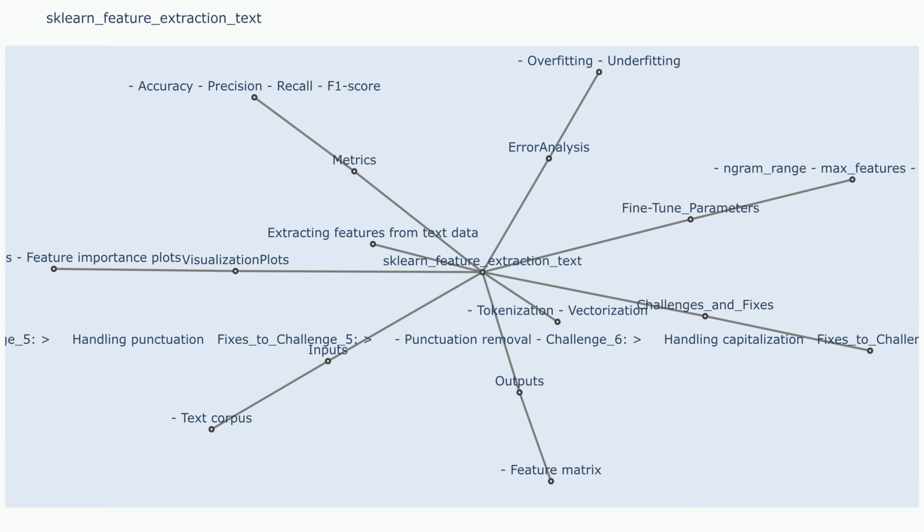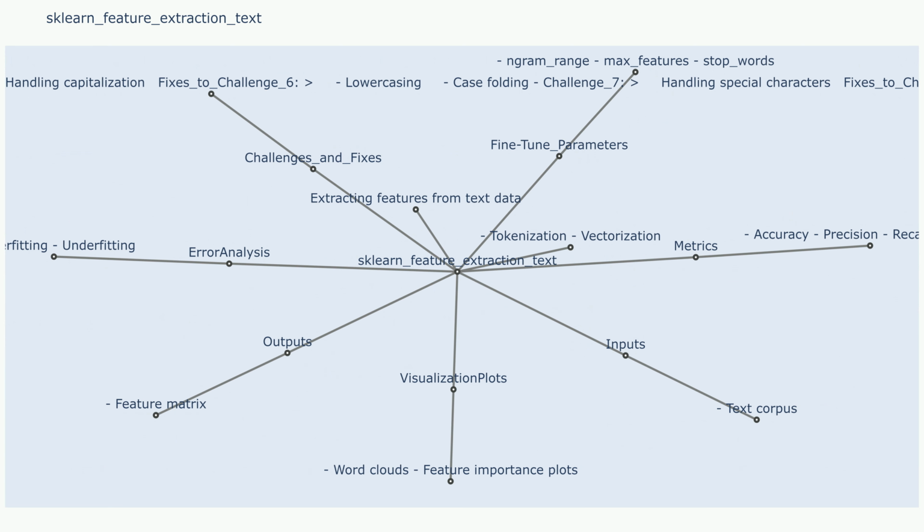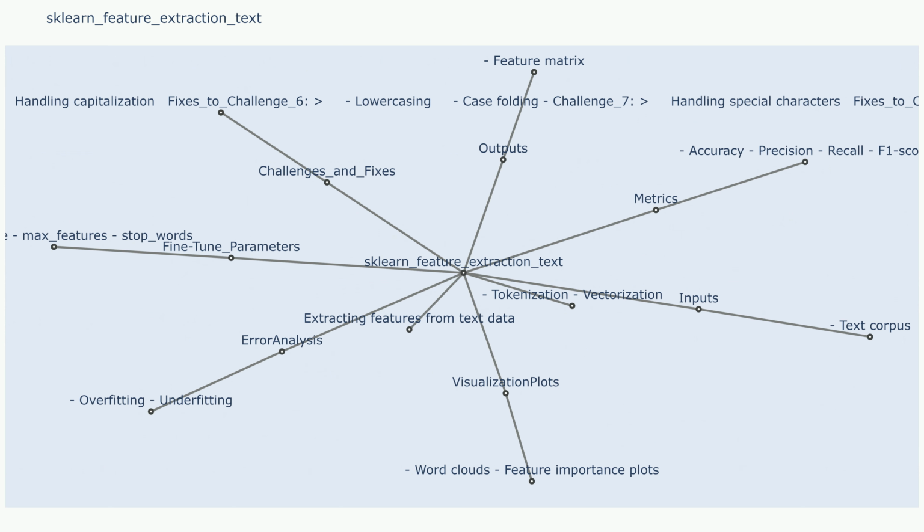AUC, area under the curve, evaluates the performance of binary classification models by considering the trade-off between precision and recall. Mean squared error (MSE) is used for regression tasks to measure the average squared difference between predicted and actual values. Visualization plots. Word clouds visualize the most frequent words in a text corpus. Heat maps illustrate the relationships between features and their importance in the dataset. Scatter plots are used for visualizing the relationships between features and the target variable.